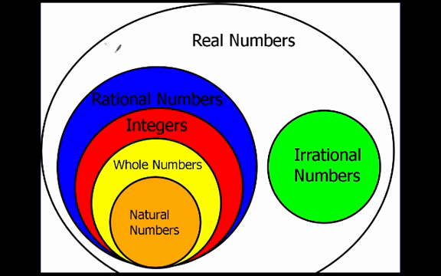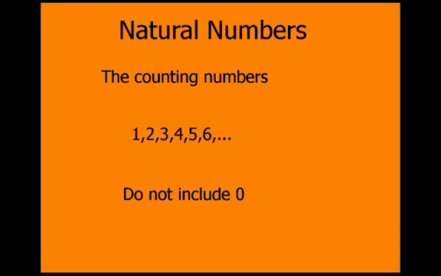So let's talk about our first subset, and that is the natural numbers. So the natural numbers, those are just the counting numbers. So it's like 1, 2, 3, 4, 5, 6, and so on. All right? It's all the numbers that you learned when you were in elementary school. Just start at 1 and count. All right? And the key thing about these is that they do not include 0. No 0 in the counting numbers. No zeros in the natural numbers.